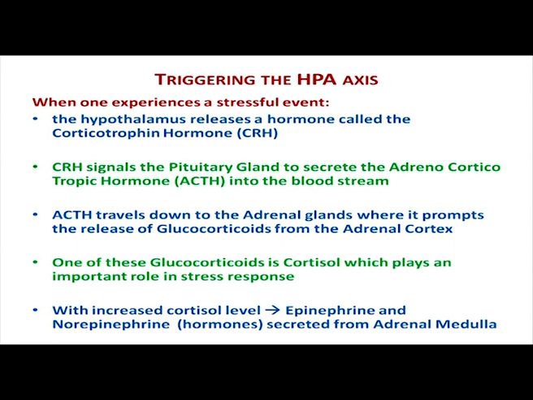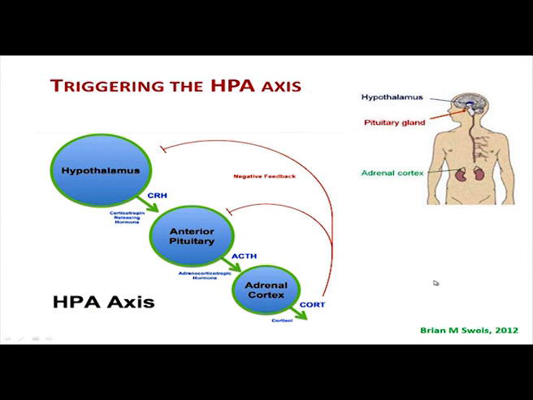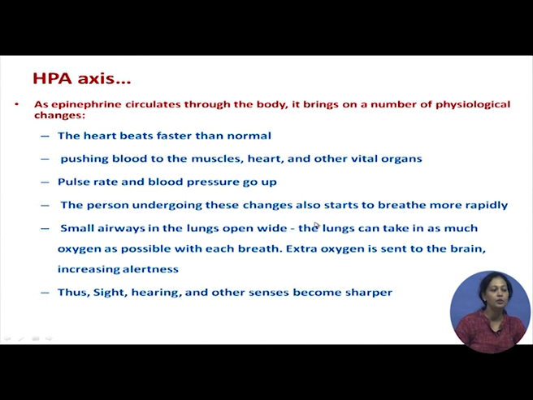norepinephrine. Now, the epinephrine and the norepinephrine are primarily related to the sympathetic activation system, and these are released during a stressful situation. So, you can see the adrenal cortex, and these are the two adrenal glands situated just on top of the kidneys, and so here the hypothalamus secretes the CRH, then the ACTH is secreted, which travels over here, and here the adrenal cortex secretes the cortisol, and from here epinephrine and norepinephrine are secreted. Thereafter, this epinephrine circulates throughout the body and brings on a number of physiological changes.